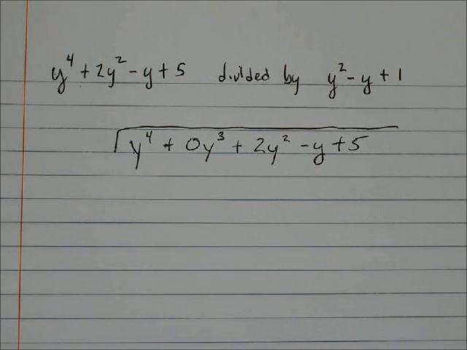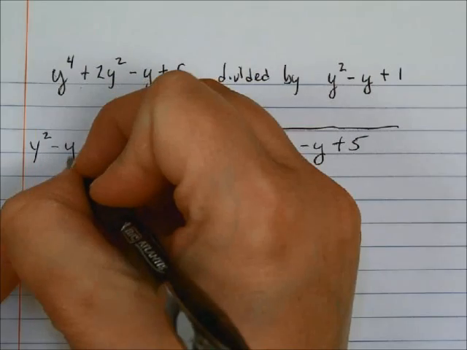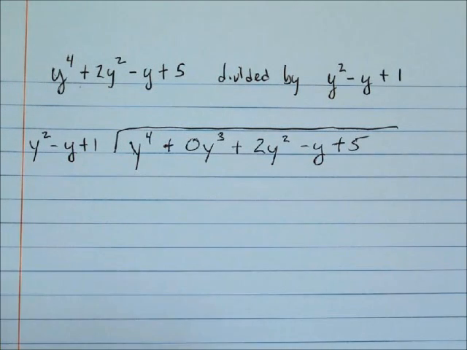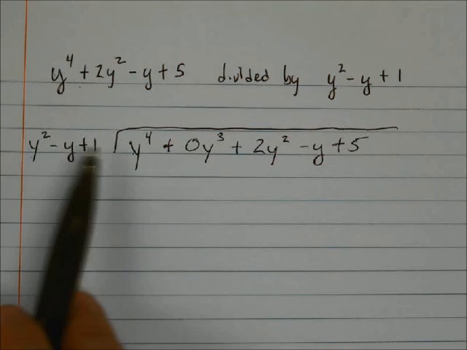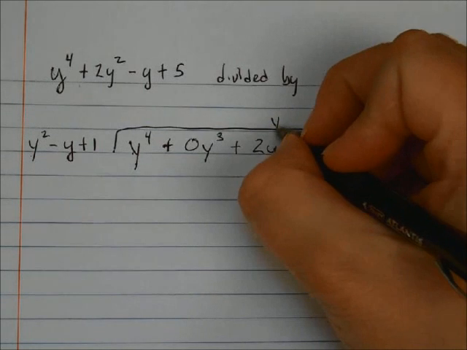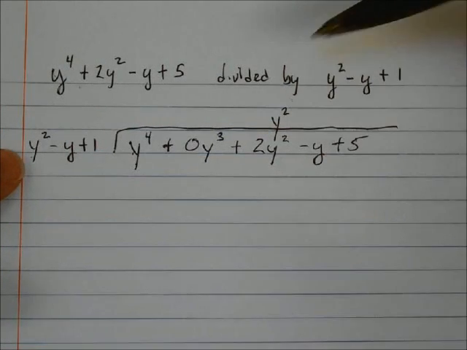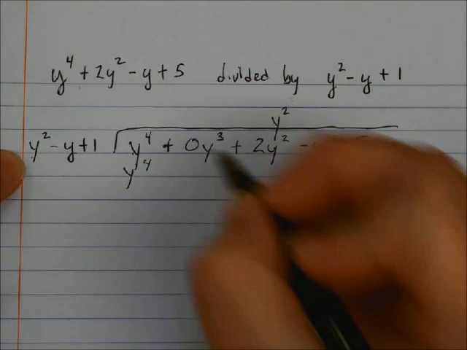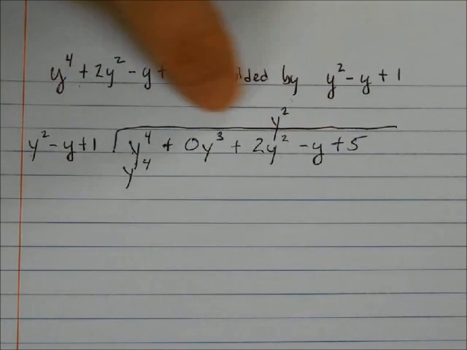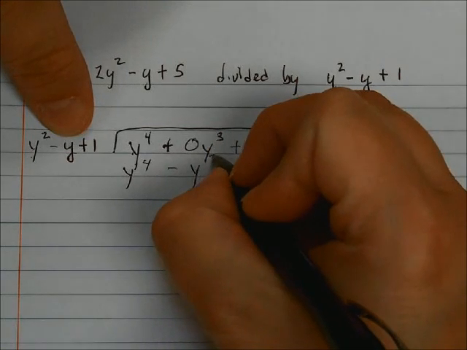So on the outside I'm going to have y squared minus y plus 1. I want to see how many times y squared will go into y to the fourth. Y squared times y squared is y to the fourth, so I'm going to put a y squared above my other y squared term. And now I'm ready to multiply. Y squared times y squared is y to the fourth. Y squared times negative y is negative y cubed. Y squared times 1 is y squared.